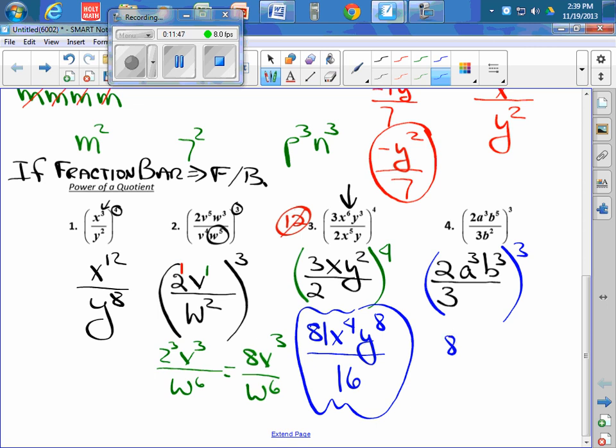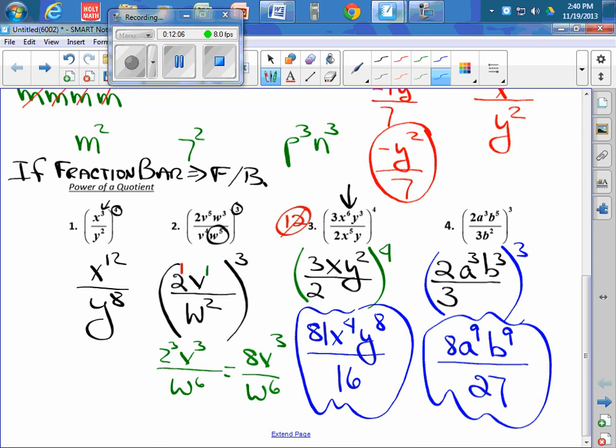A to the 3rd, multiply the exponents, a to the 9th. B to the 3rd raised to the 3rd, 3 times 3 is 9, b to the 9th, over 3 to the 3rd, 27. And there's your final answer for number 4. Next page.